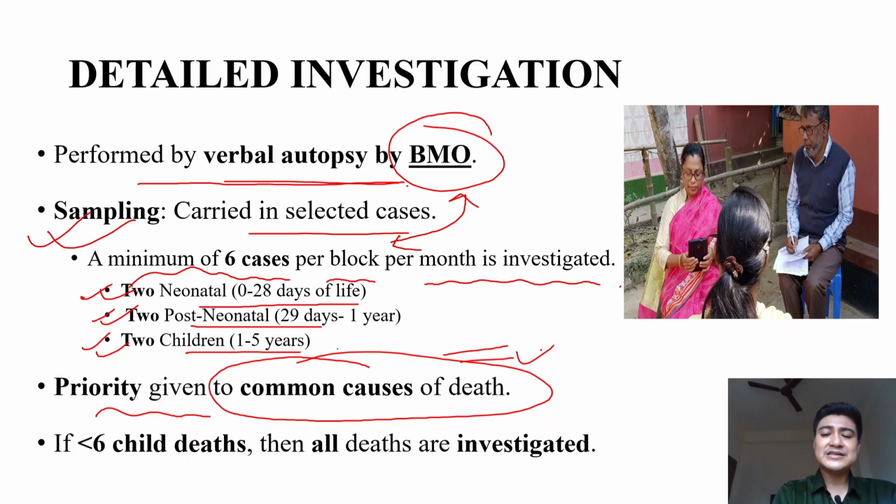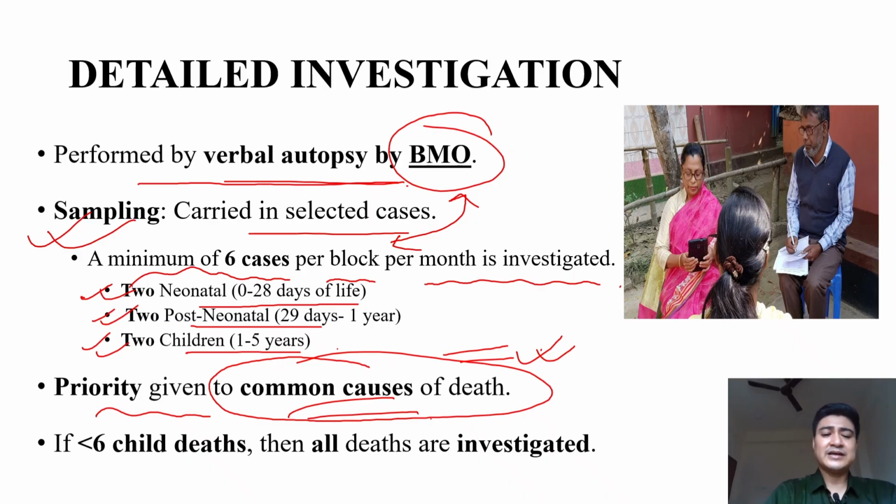Why is priority given to the common causes of death? Because after the detailed investigation, it will help frame certain strategies and policy changes in the healthcare delivery system so that these common causes of death can be addressed the next time. So the priority is given to the common causes rather than to the uncommon ones.